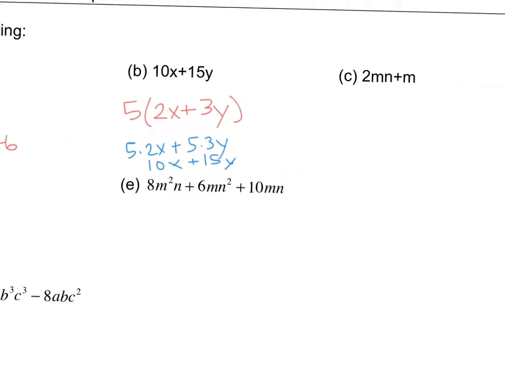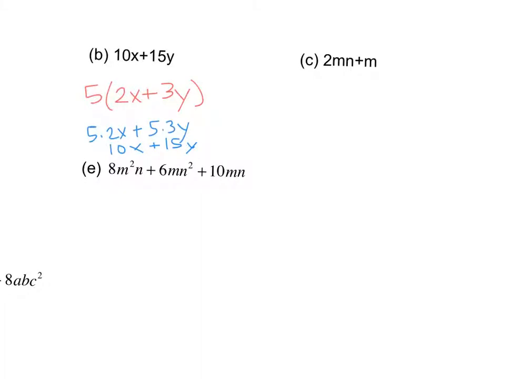Go on to the next one here. Greatest common factor of our coefficients, there aren't any, 1 I guess we would say, but we have both the same variable of m, so we can factor out an m, so we're left with 2n plus m divided by m doesn't disappear, it's a 1. So now when we distribute back, we have 2mn plus m.